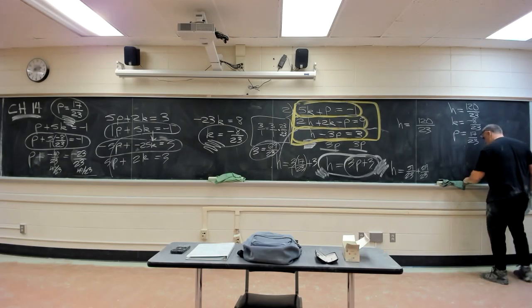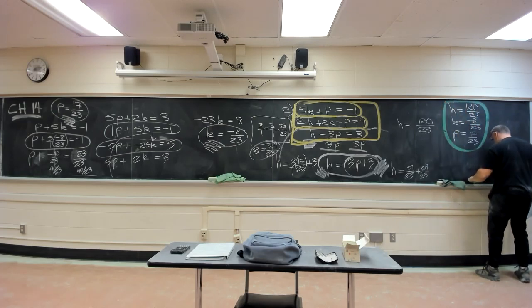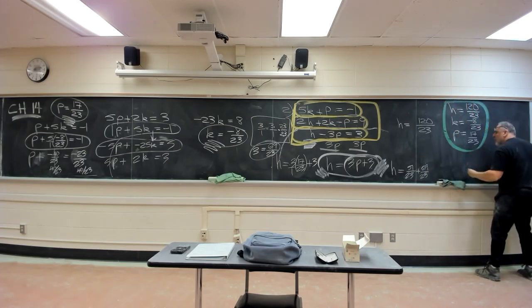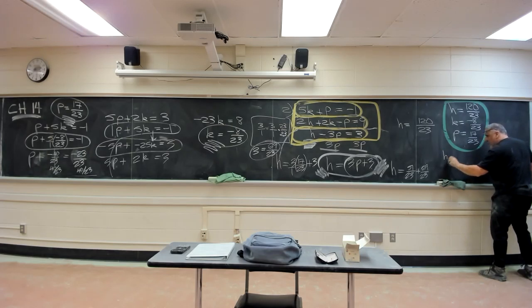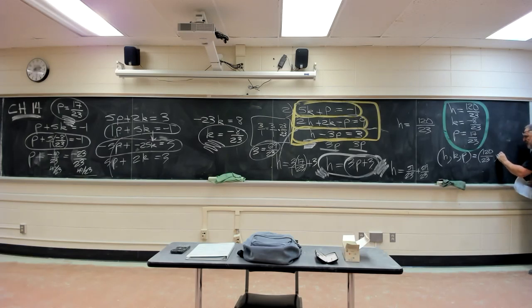Wow, okay. H, comma K, comma P, I'll put them in order, guys, is 120 over 23, which is 5 point something, negative 8 over 23, which is a little more than negative 0.33. Try and get some ballpark ideas here. This is 17 over 23.